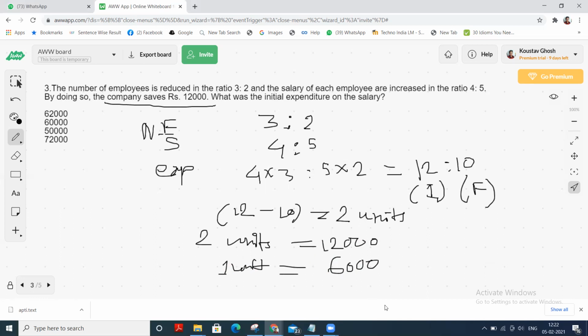Okay. So now the initial expenditure on salaries is 12 units. Initial expenditure on salaries is 12 units into 6,000 as 1 unit. So 12 into 6,000, so this is 72,000. Okay, clear? So D is our option.